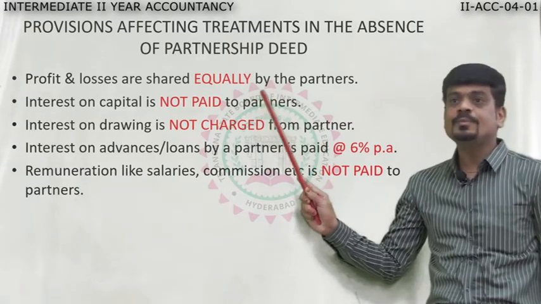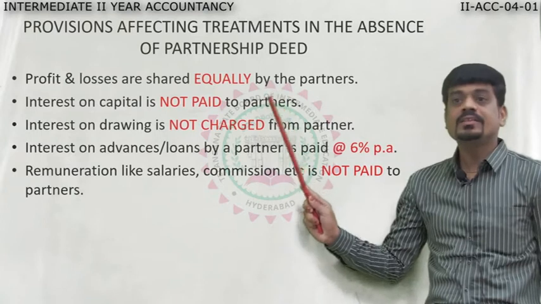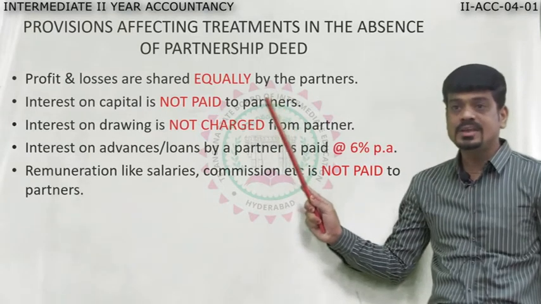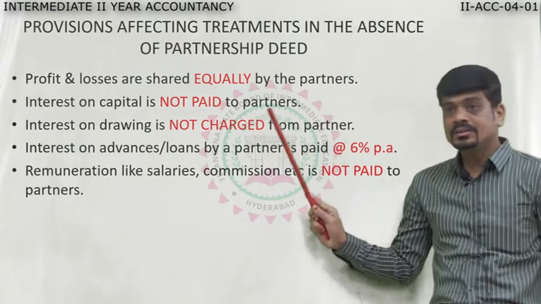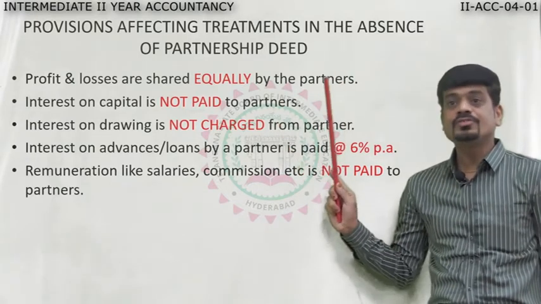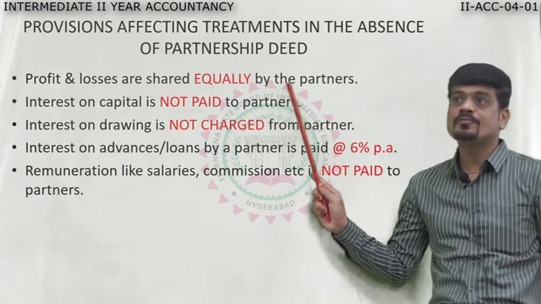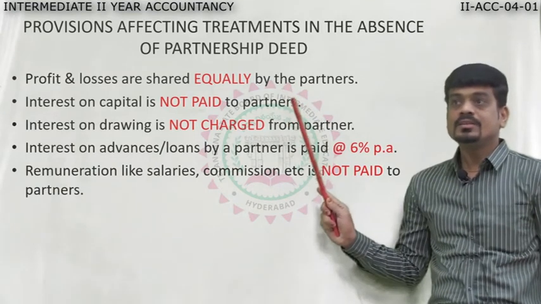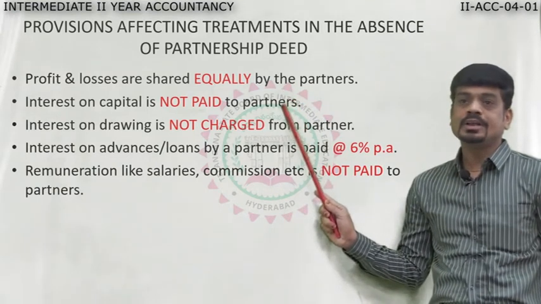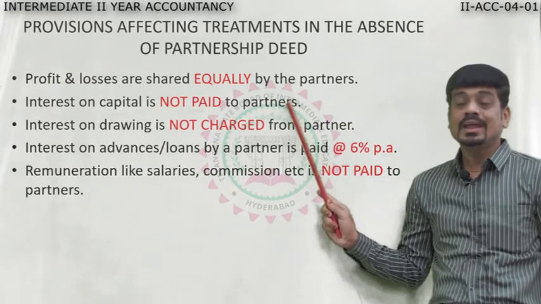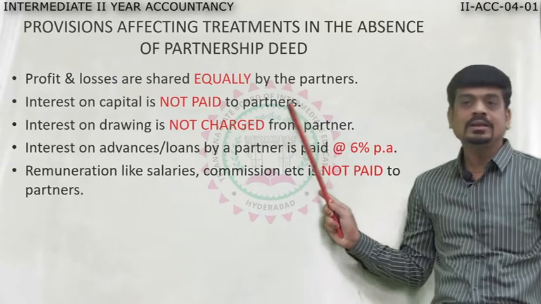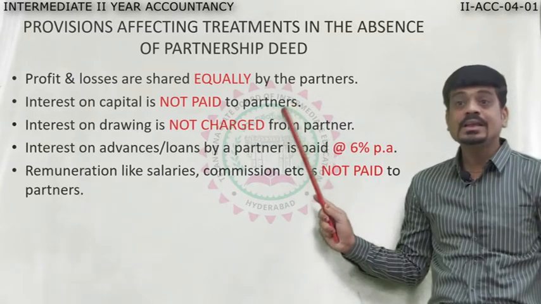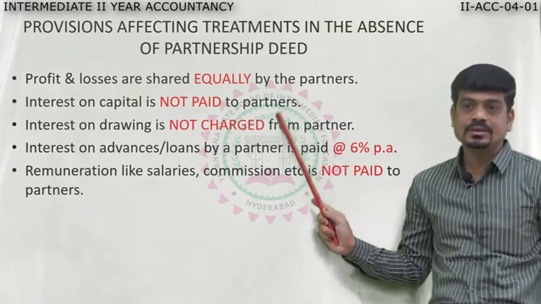Say for example, if there are two partners, then they are going to share profits equally, meaning in 1:1 ratio. If they agree otherwise, that is secondary. But if there is no agreement, then they have to share profits equally. Then the second important point is that they are not going to get any interest on capital. In the sense, no partner is going to get any interest on capital.